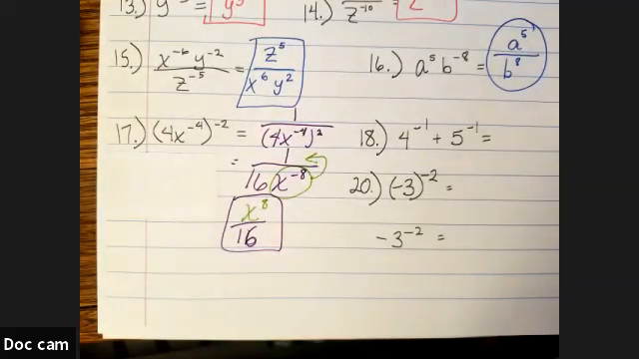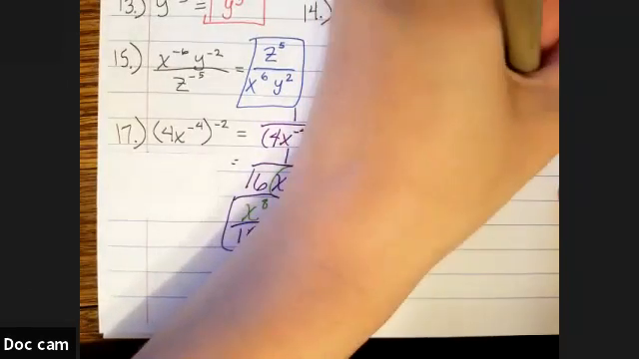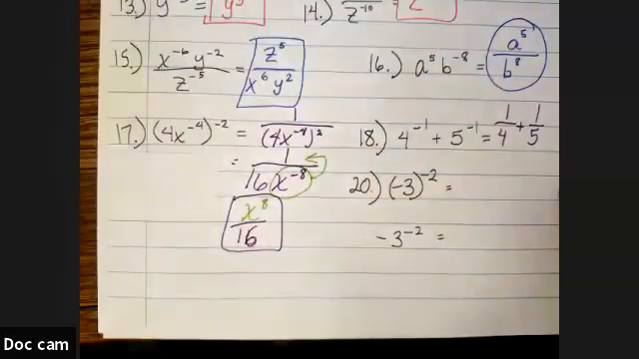Let's see. Number 18, 4 to the negative 1 plus 5 to the negative 1. So that's basically just saying 1/4 plus 1/5. So then we could add those. So I would just use the bow tie method to add those.